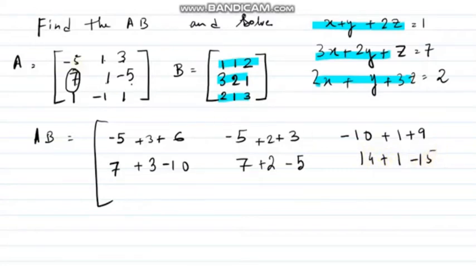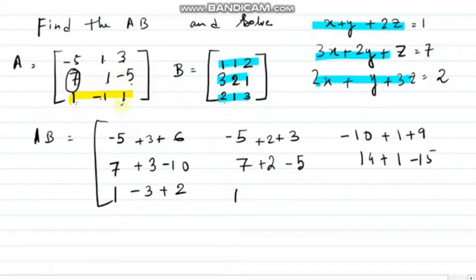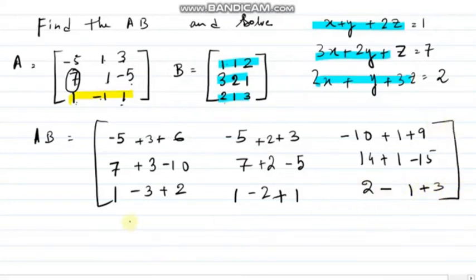Done for this row. Now moving to the next row, this one. If I calculate 1 into 1, 1; minus 1 into 3, minus 3; again 1 into 2, which will be 2, right? Next 1 into 1, 1; minus 1 into 2, minus 2; 1 into 1, again 1. Last one, if I just check, it will be 2, minus 1 and plus 3. So this is your AB.